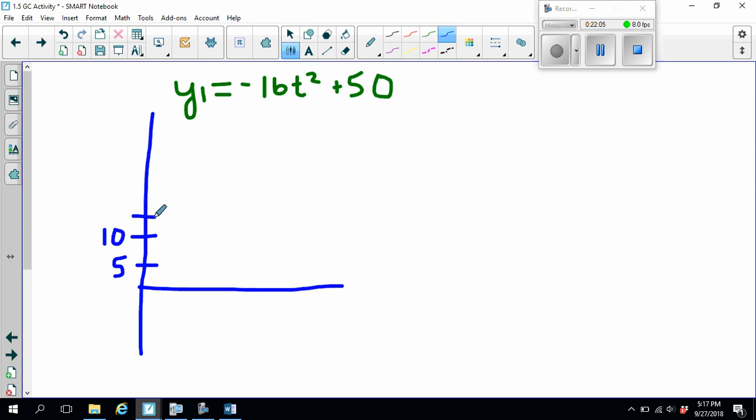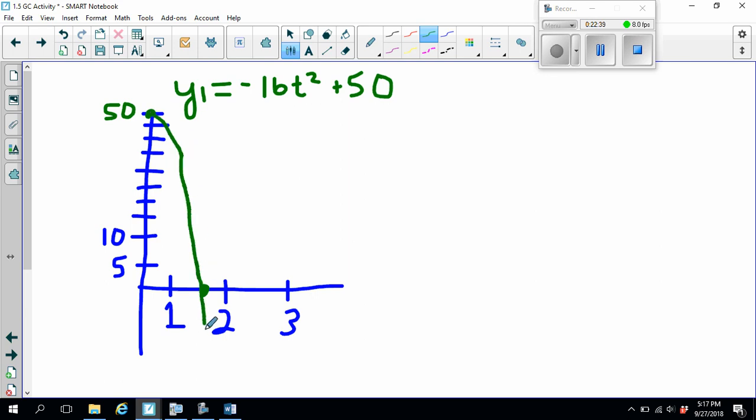Okay, so 5, 10, 15, 20, 25, 30, 35, 40, 45, 50. And then here we go by 1. So I'm going to have 1, and then 2, and then I'll just do 3 over here. Okay, so we start at 50, which was all the way up here. And our x-intercept's kind of between. Now we actually already know the answer because we got it last time. It was 1.77. But we're using the graphing calculator to see if this is actually true, because it will give us a better representation. So here's our sketch.